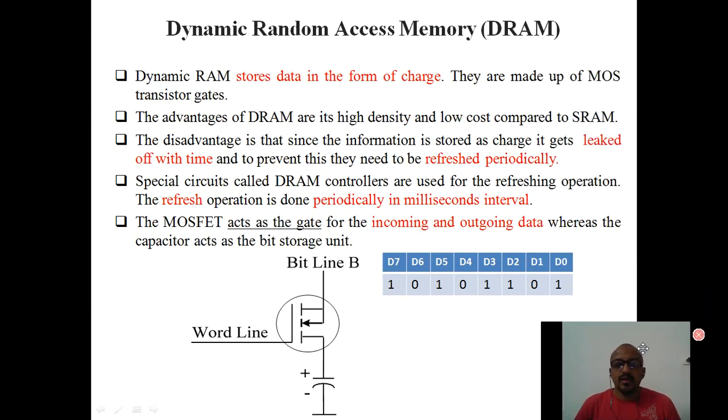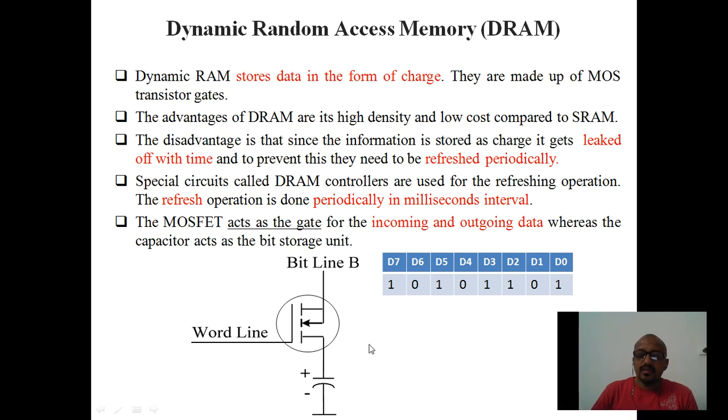The next type of RAM is DRAM, called dynamic RAM, meaning dynamically changing. The data is stored in a capacitor, which discharges and then starts leaking. Compared to SRAM, in a DRAM we use only one transistor and a capacitor. The disadvantage of this form is that the capacitor starts leaking, so a special circuit called a DRAM controller is used for the refreshing operation. The refreshing operation is done periodically, in milliseconds.